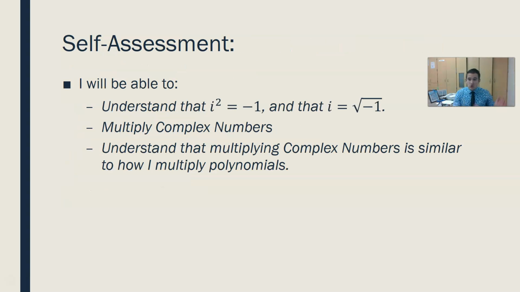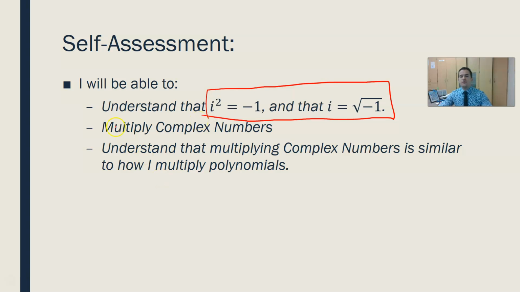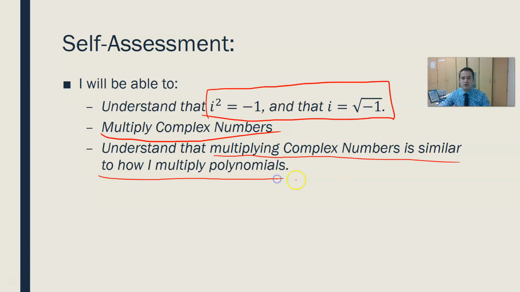So this was kind of a short one, but I hope at the end of this lesson that you understand this critical point, that i squared is equal to negative 1 and i is equal to the square root of negative 1. Hopefully you can multiply complex numbers together and understand that multiplying complex numbers is pretty similar to how you multiply polynomials, with this addition, recognizing that i squared is equal to negative 1.